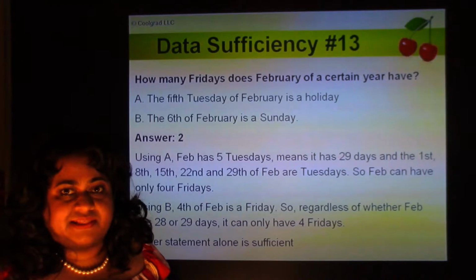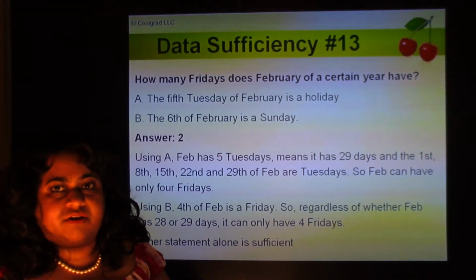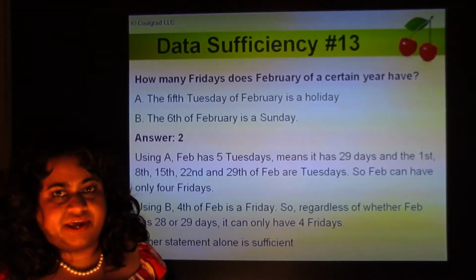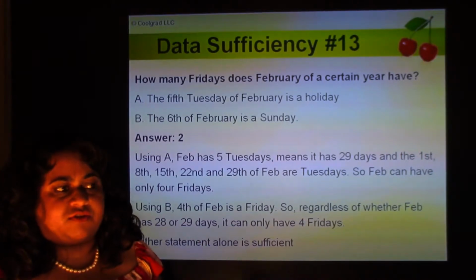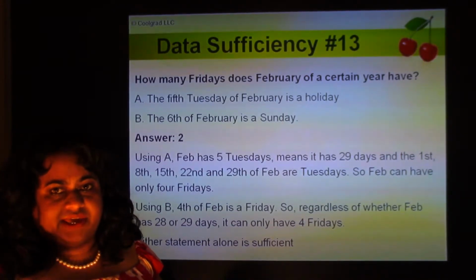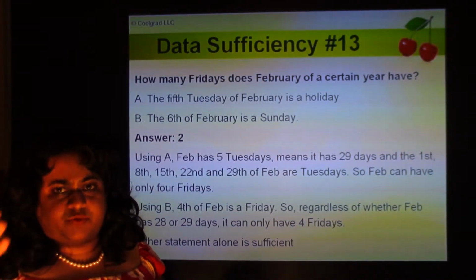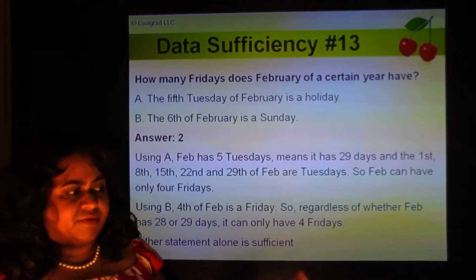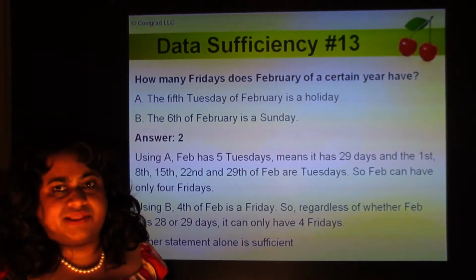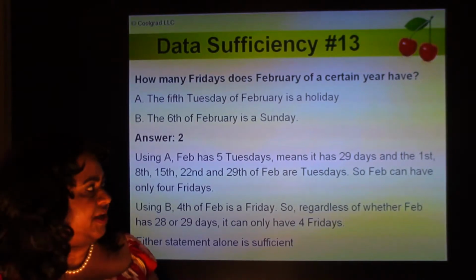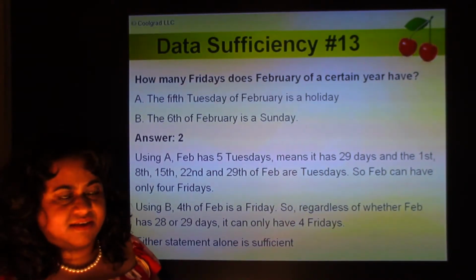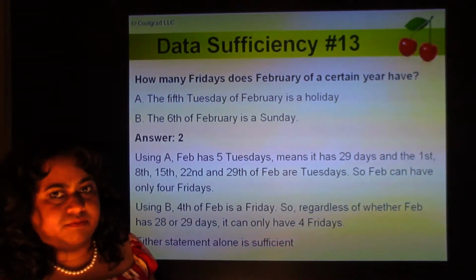But only if it's a leap year, one of the days will occur a 5th time, right? The 29th day. So whatever day occurs on the 1st of February will again occur on the 8th, again on the 15th, again on the 22nd, and again on the 29th. So whatever is the 1st of February, the same day will occur on the 29th. That happens only if February has 29 days. So that's what it means. You have to infer from this data.